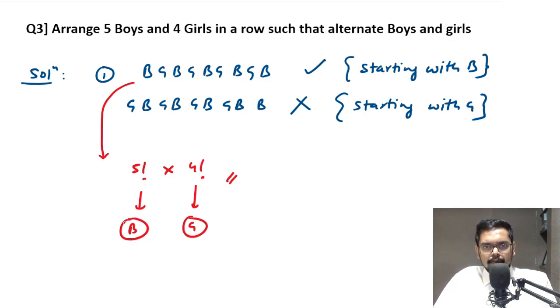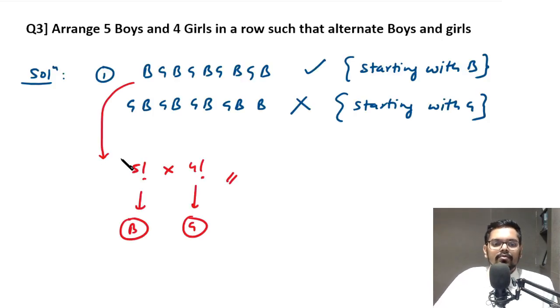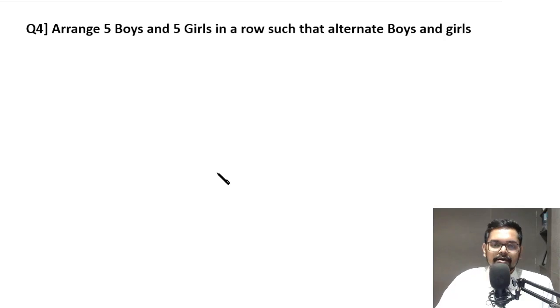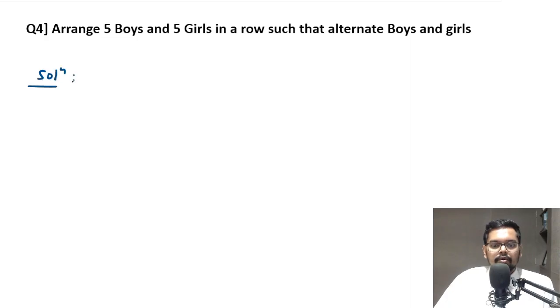Understood? Now let me modify this a little bit. Just instead of 4 girls, I am making 5 girls. Now tell me what is the answer. If you are thinking that, oh, the answer would be 5 factorial into 5 factorial, you are making a mistake. That is not the answer. Then sir, what is the answer? I have told you, whenever the constraints are there, you have to analyze the constraints and then only comment on the answer.